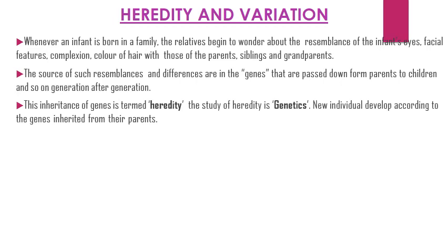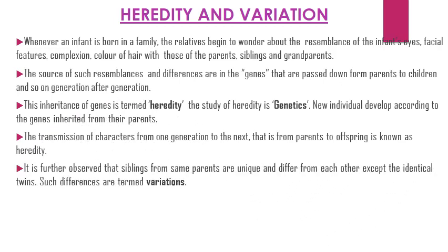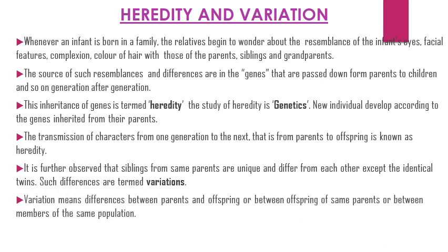New individuals develop according to the genes inherited from their parents. The transmission of characters from one generation to the next, that is from parents to offspring, is known as heredity. It is further observed that siblings from the same parents are unique and differ from each other except identical twins. Such differences are called variations. Variation means differences between parents and offspring, or between offspring of the same parent, or between members of the same species.